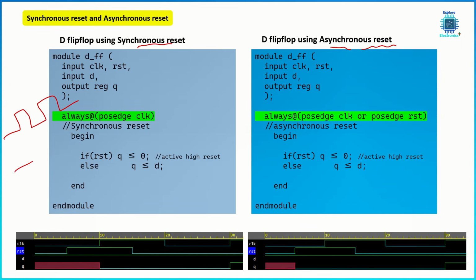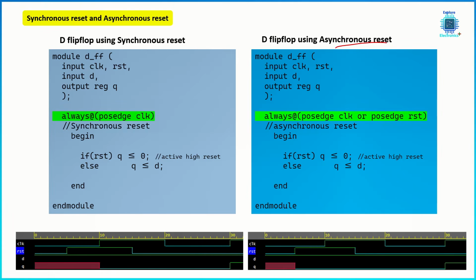If the reset is happening synchronized with the positive edge of the clock, where the logic is also synchronized at the positive edge, then we call it synchronous reset. Reset is synchronized with the clock. If the reset is independent of the positive edge, if the reset is somewhere here also, and if the reset goes high our device gets reset, then we call it asynchronous reset.